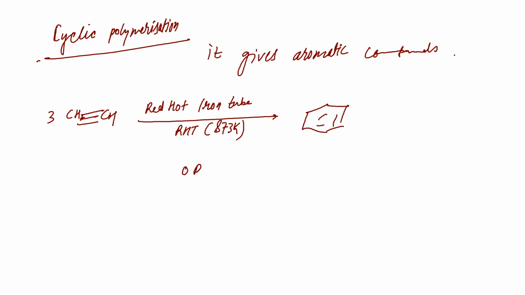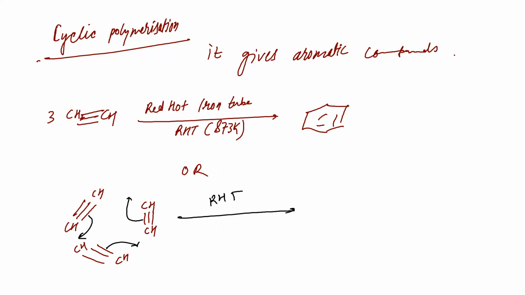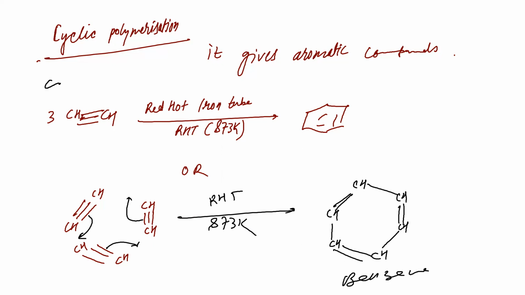This reaction can be better expressed in terms like this, student. So three molecules you are taking. What is going to happen, dear student? This bond is shifting here, this bond is shifting here, and this bond is shifting here, and this is the RHT, 873 Kelvin only. So CH becomes a double bond, then a single bond, then a double bond, then a single bond, then a double bond. This is case one: polymerization of ethyne.